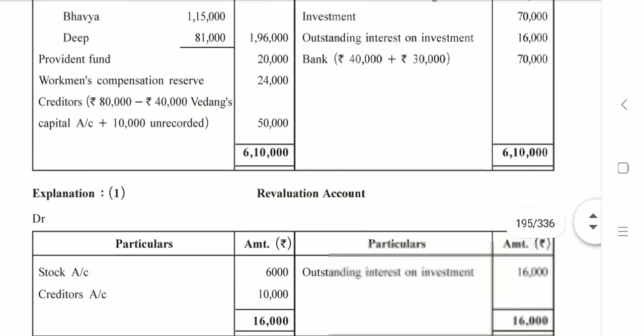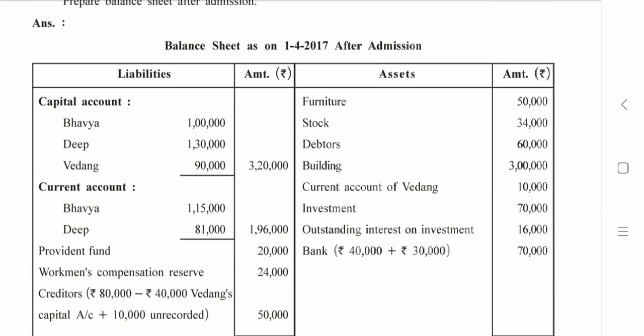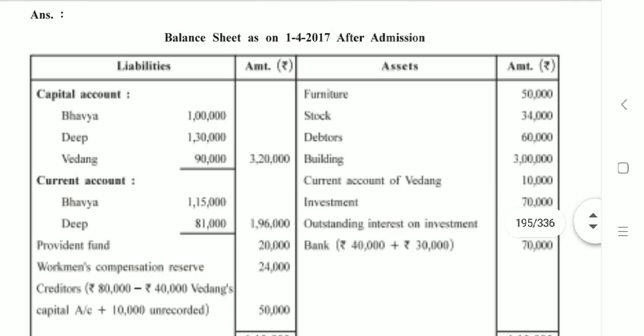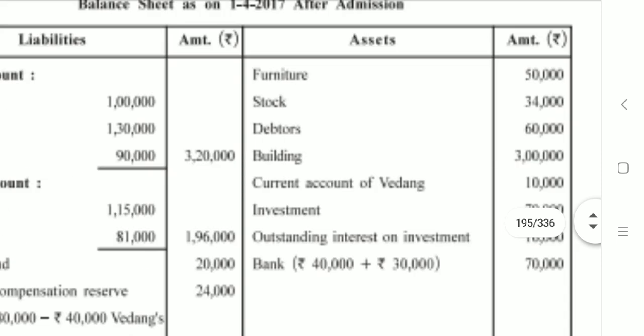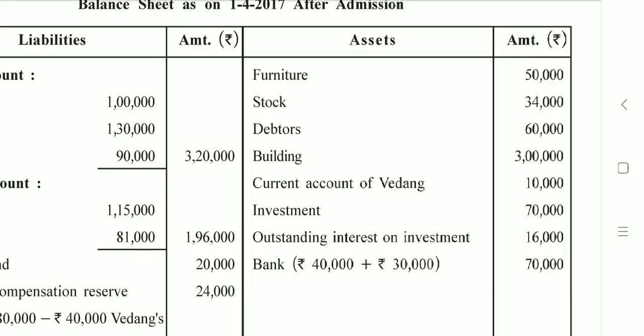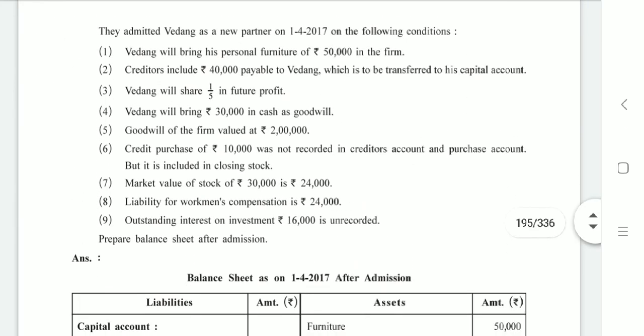Now furniture is an asset. Where do we write assets? In balance sheet. This is the new balance sheet that they have asked us to prepare. Furniture 50,000. Yes? Fine. We are done with first adjustment.